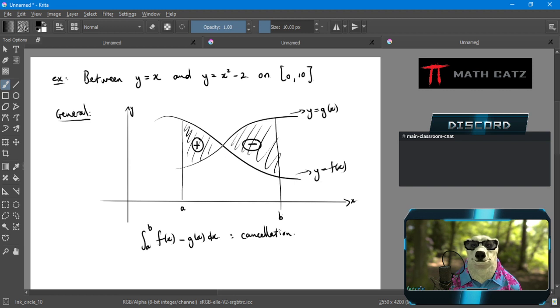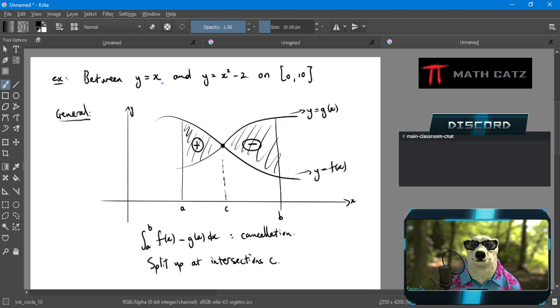So what do I need to do? I need to split it up wherever they intersect. So split up at the intersection c. However many intersections there are, right? If it crosses again, just like if it crosses the x-axis multiple times, I have to split it up across all of them to avoid this cancellation little trap that is waiting for me in a single definite integral.